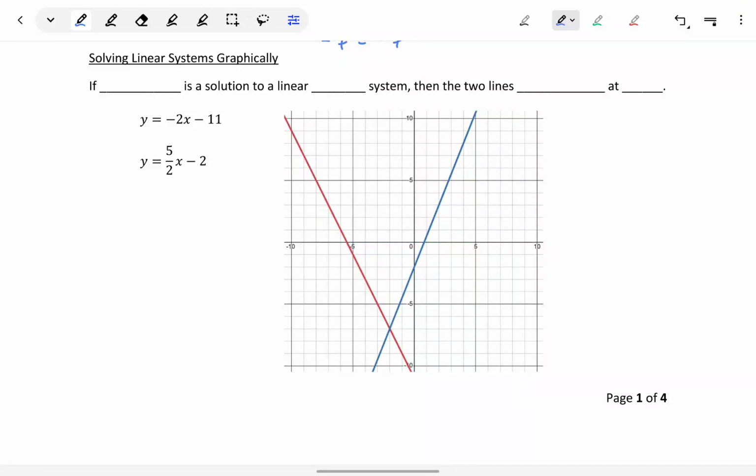We have a few different approaches that we can use to solve a system of equations. The first one that we'll look at is how we can solve that system graphically.